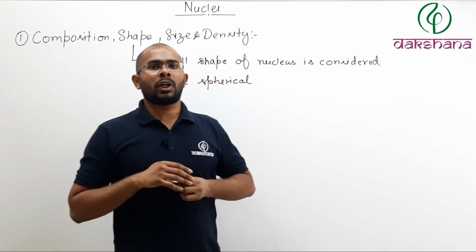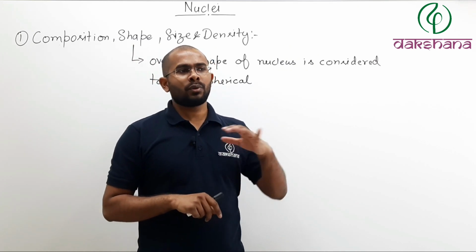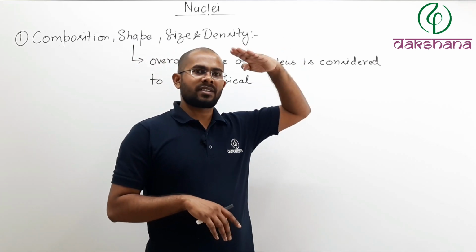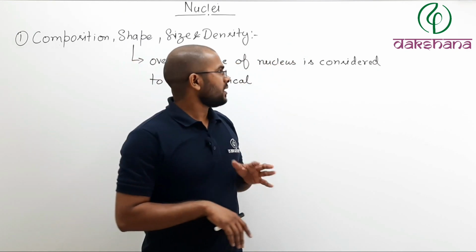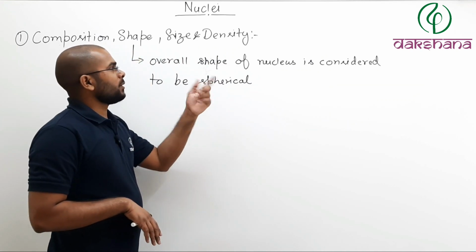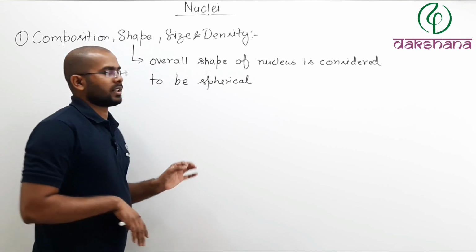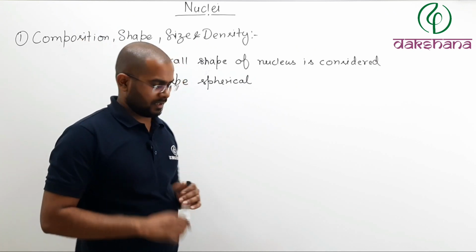For example, when you talk about the shape of the earth, overall you take it as a sphere, but you know that at the poles its radius is slightly less, around 27 kilometers. But overall we take it as spherical. In the same way, the overall shape of the nucleus is considered to be spherical. A little bit of variation can be there, but we will take it as spherical.